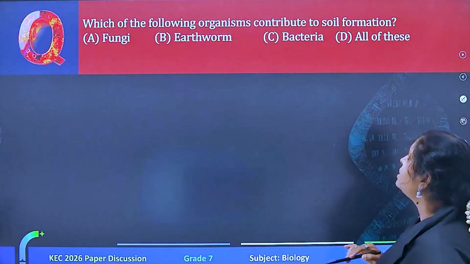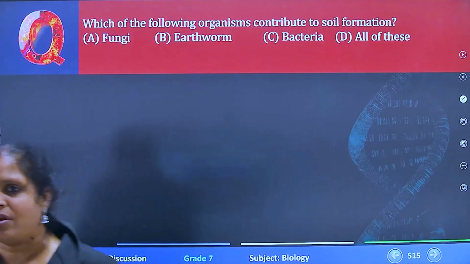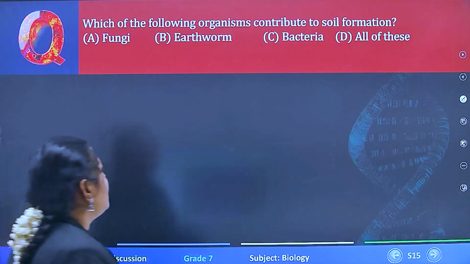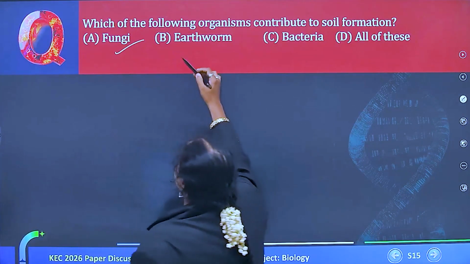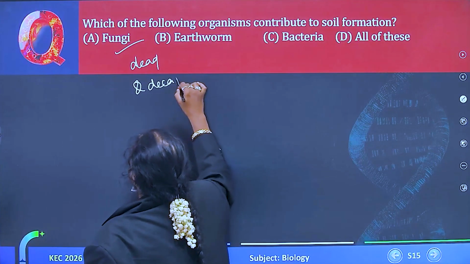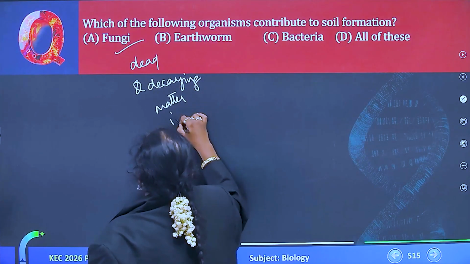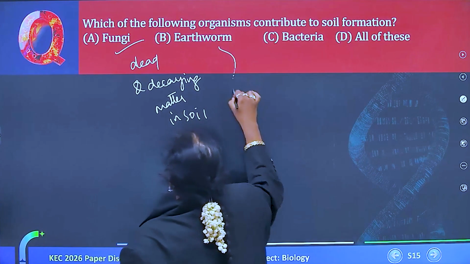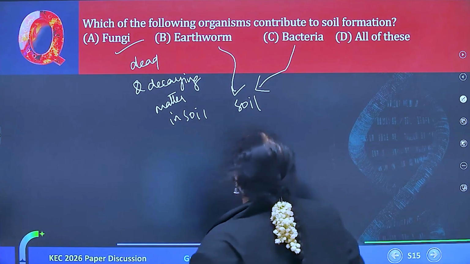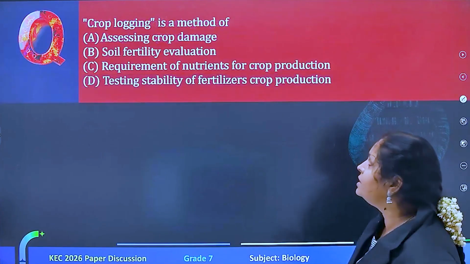Next question. Which of the following organisms contribute to soil formation? Very well known organisms. Every answer is correct here. Fungi contribute because they feed on dead and decaying matter in the soil. Earthworms grow in the soil. Bacteria also grow in the soil. So the answer is D, all of these.